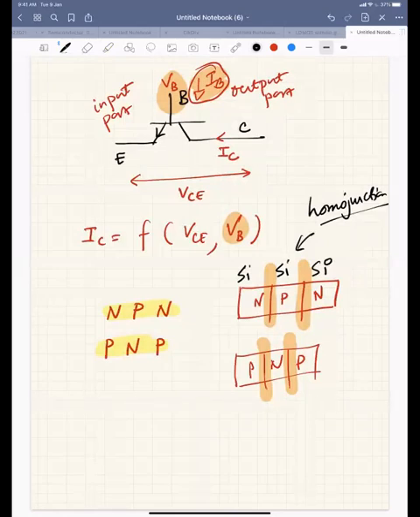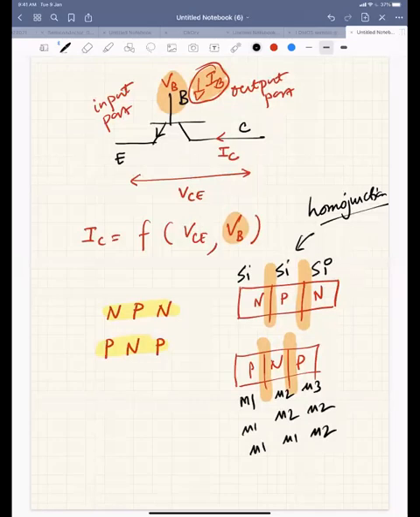But it is possible that I have material 1 here, material 2 here, and material 3 here. Or material 1 here and both of these are material 2, or material 1, material 1 and material 2. So we can have different combinations also.